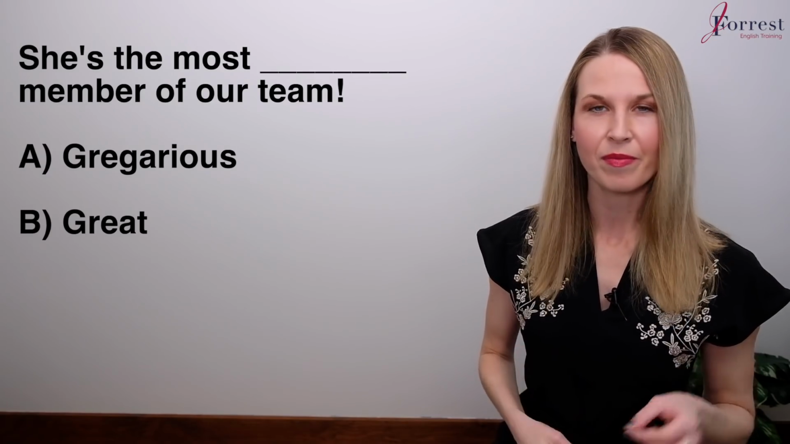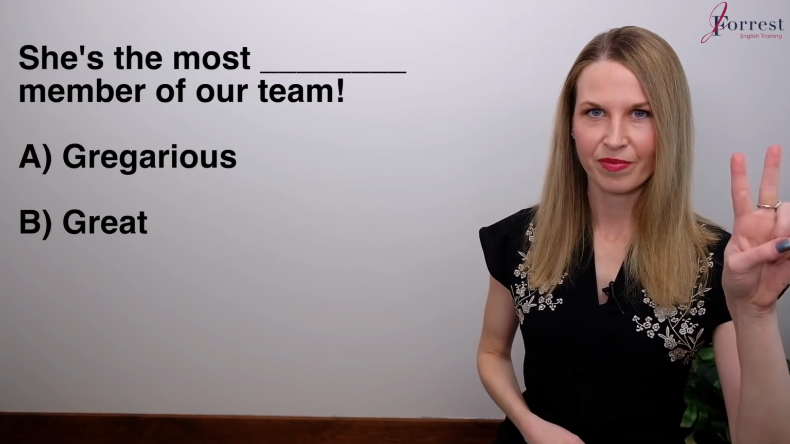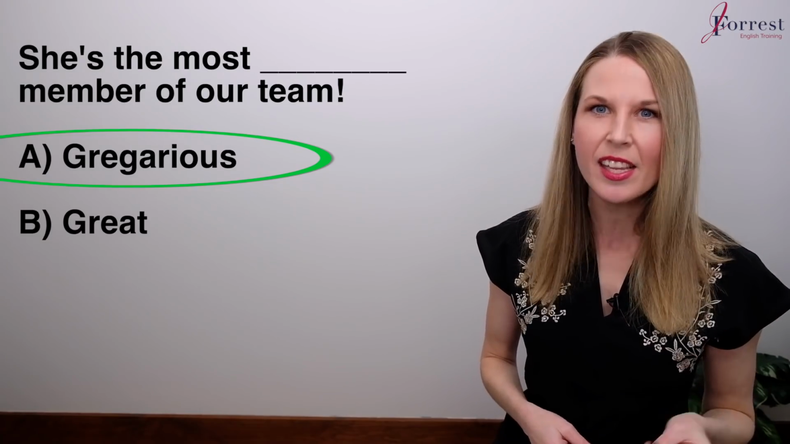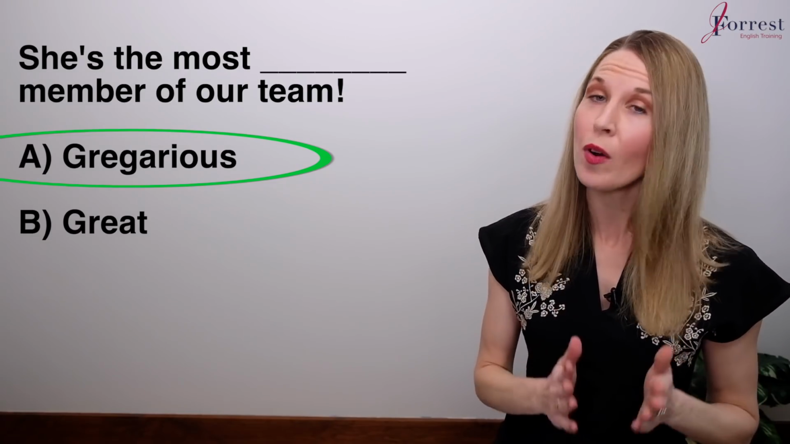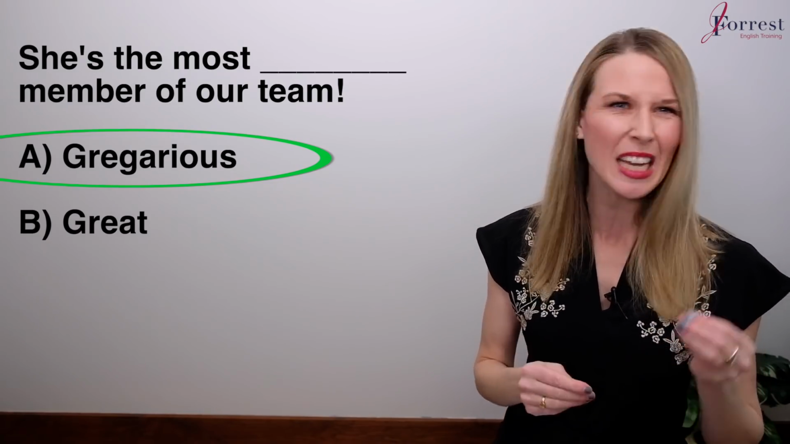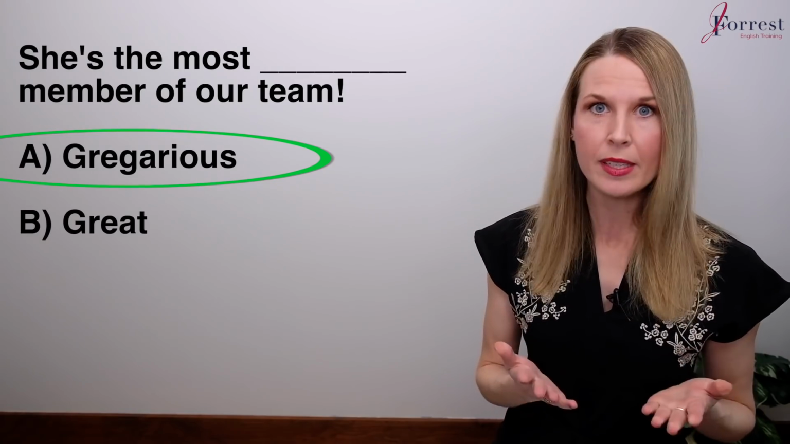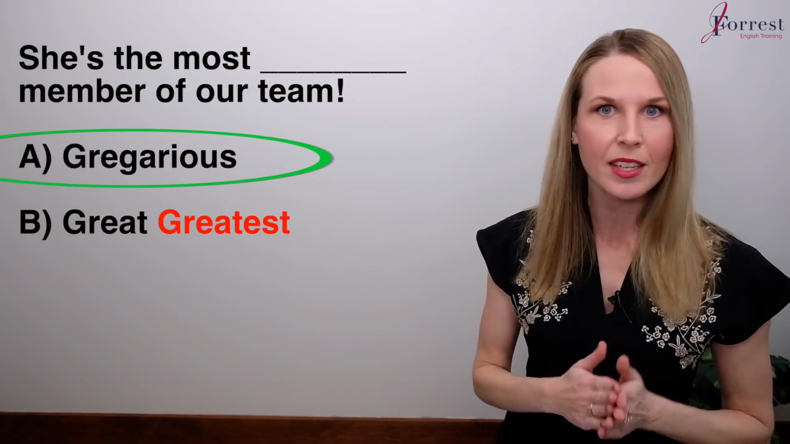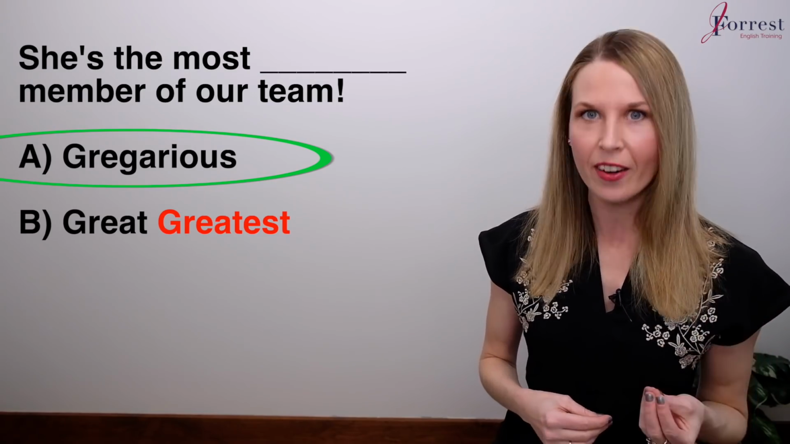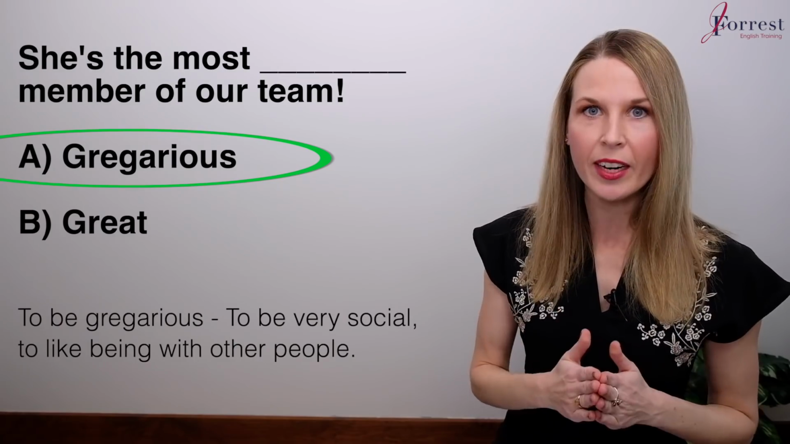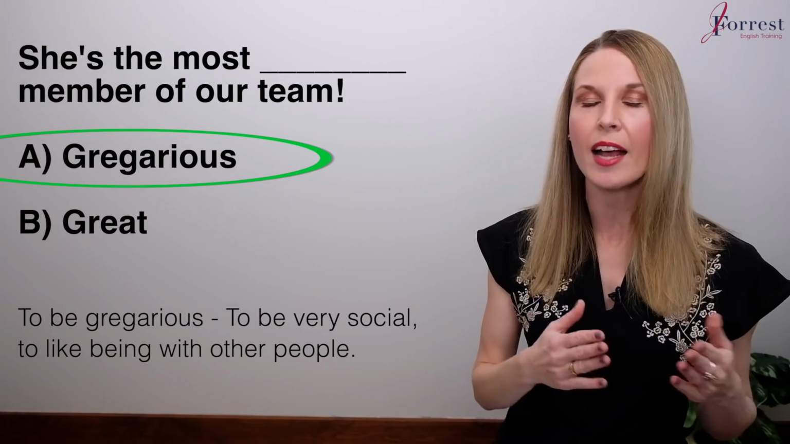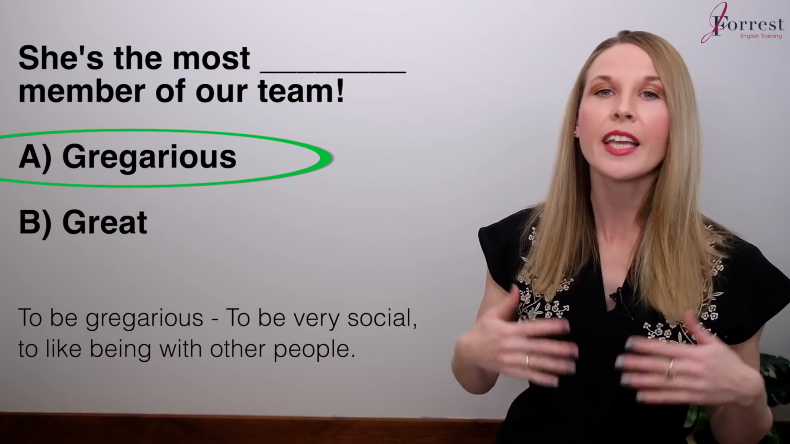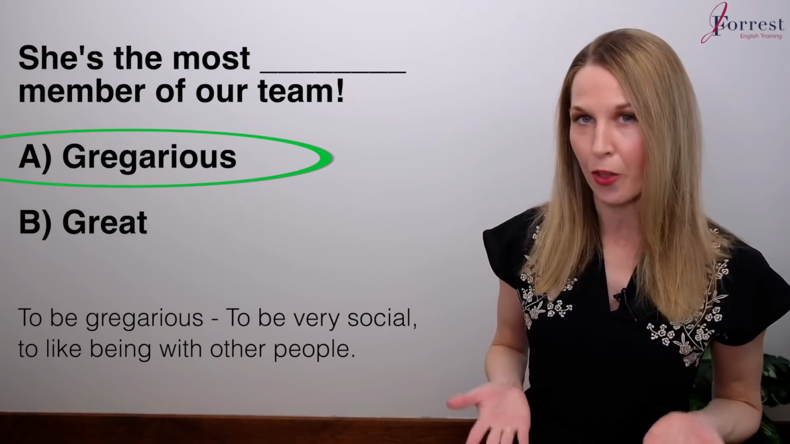A or B? A, gregarious. B is incorrect grammatically. We can't say most great. You would say greatest, right? So grammatically, B doesn't work. A, gregarious. When someone is described as gregarious, it means that they're very social. They enjoy being around other people.